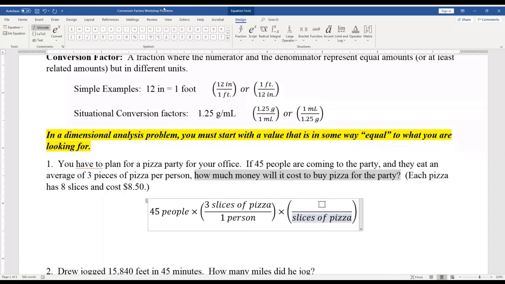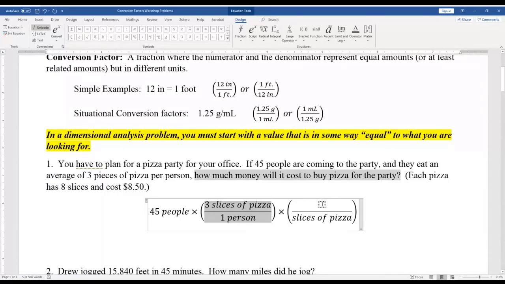And what can I convert slices of pizza to? Person? Yeah. I could relate slices of pizza to a person, but see, I've already used that conversion factor here. So that would be going backwards. That would just kind of set me back to where I was before. How could I move forward? What could I convert? What is a slice related to?